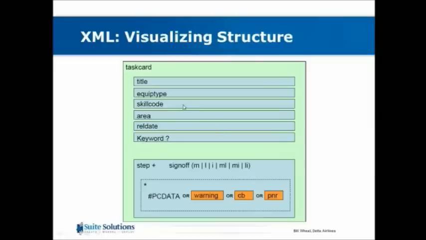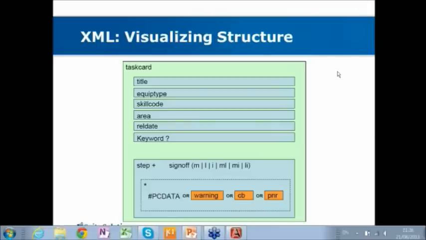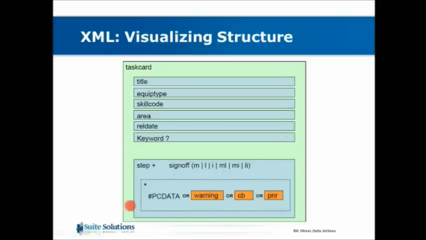Okay. So we go to the next step. We were looking at a task card. Let's build an archetype of the structure of a task card. So really a task card includes the entire document instance. It has a title, one title. It can have one equipment type, one skill code, etc. It could have some keywords, and then it has a set of steps.